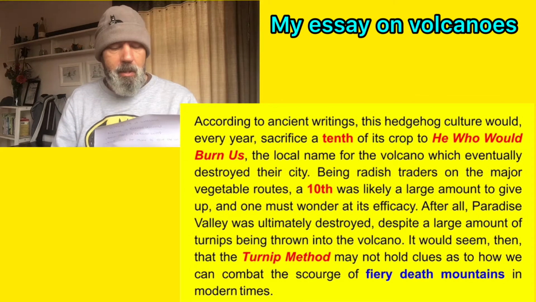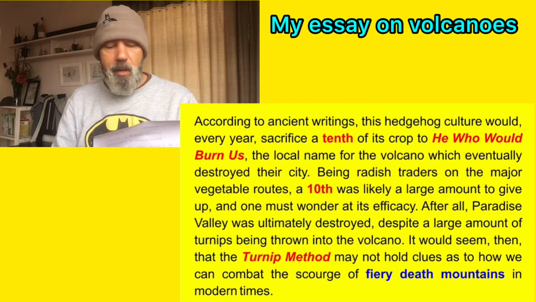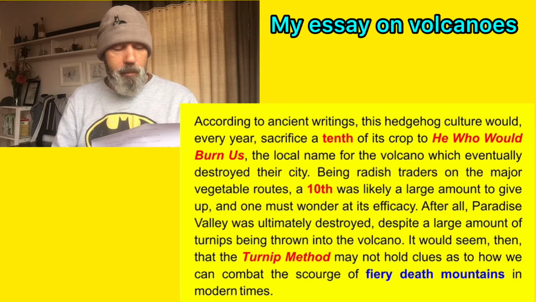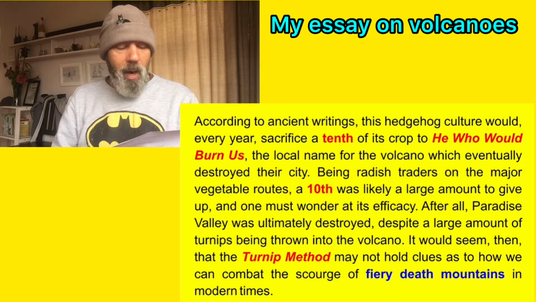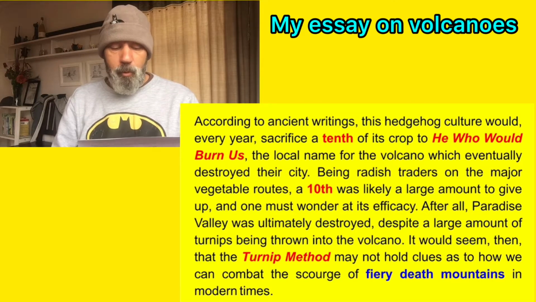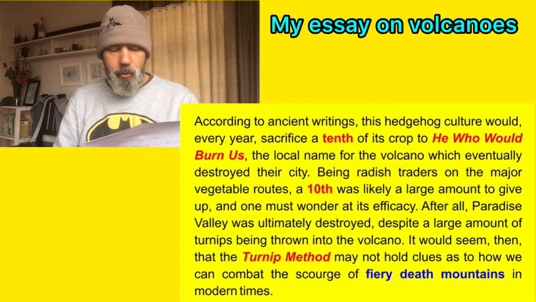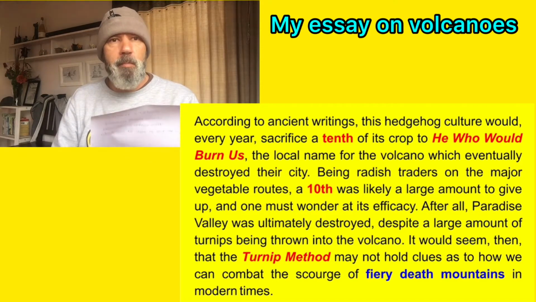According to ancient writings, this hedgehog culture would, every year, sacrifice a tenth of its crop to "he who would burn us," the local name for the volcano which eventually destroyed their city. Being radish traders on the major vegetable routes, a tenth was likely a large amount to give up, and one must wonder at its efficacy. After all, Paradise Valley was ultimately destroyed, despite a large amount of turnips being thrown into the volcano. It would seem, then, that the turnip method may not hold clues as to how we can combat the scourge of fiery death mountains in modern times.